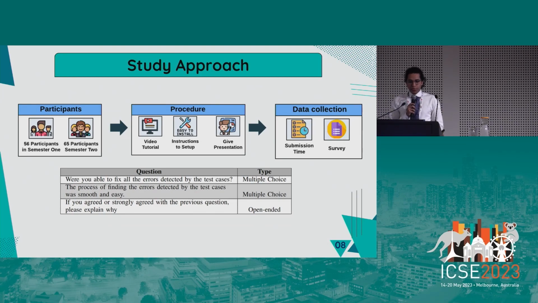In the data collection, we collected the source code after they fixed all the bugs, and we calculated the fixing time. Then we have the survey, which has 3 questions: 2 multiple choice and 1 open question.